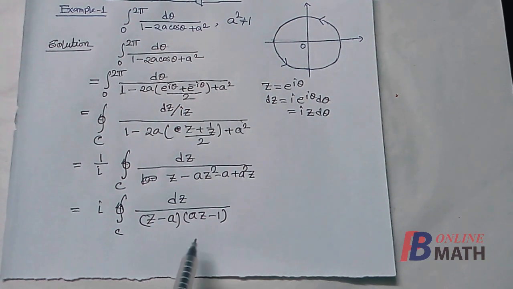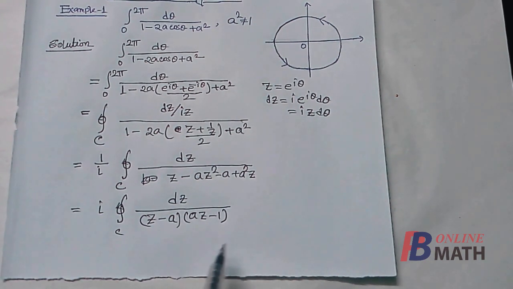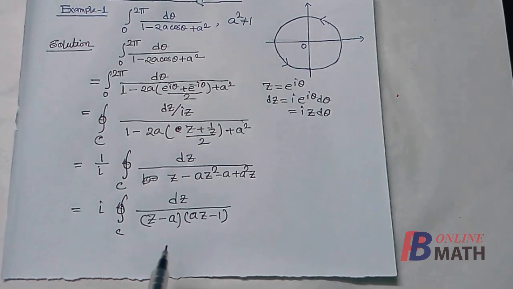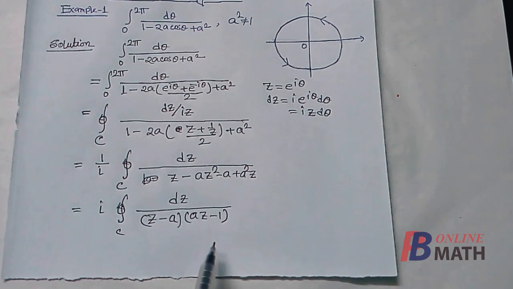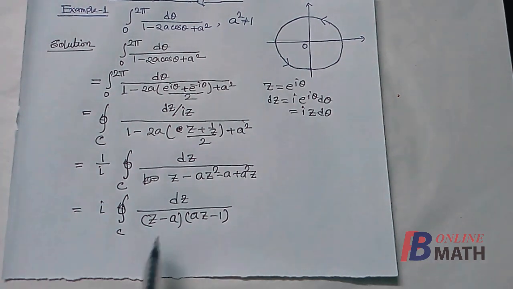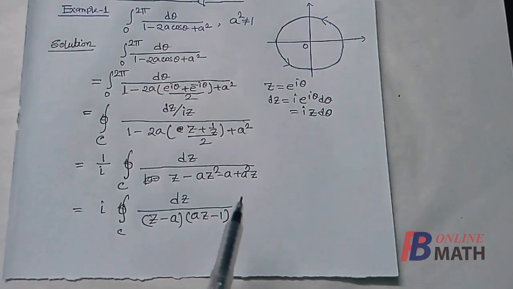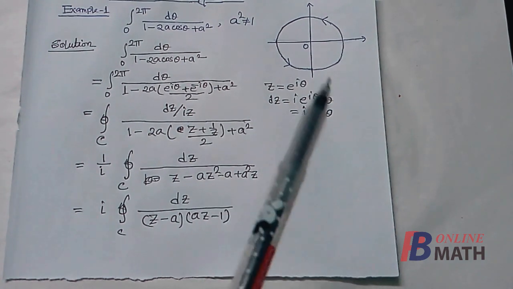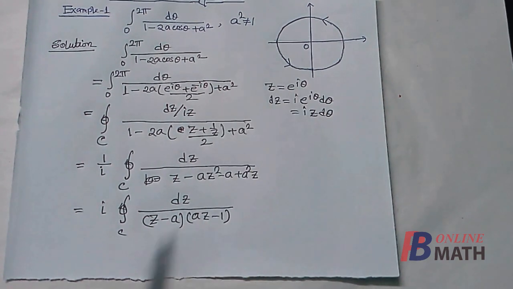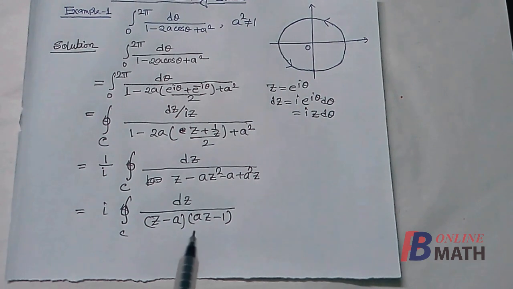We have to compute this integral, and we shall use Cauchy's residue theorem. For that reason we have to find the singularities or the poles. Here we find that there are two poles of this integrand. These are at z equal to a and at z equal to 1 by a. Out of these two poles we have to find which ones lie within this contour. For that reason we consider two cases.